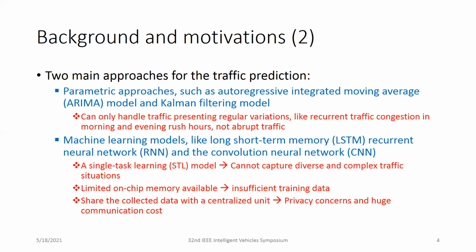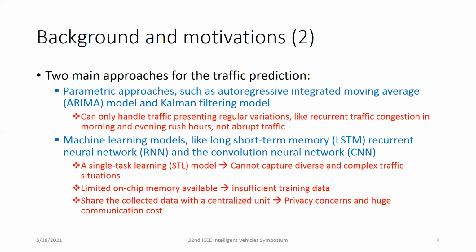But there are some challenges when implementing those kinds of approaches. The first challenge is that most of those machine learning models target single-task learning. As we all know, traffic data is very diverse and complex. Having a single-task learning model may not predict the traffic data well across different traffic scenarios. Also, when a traffic sensor relies upon its own data to do the prediction, it will bump into another issue, which is insufficient training data due to limited on-chip memory.